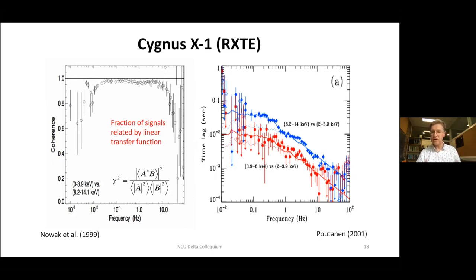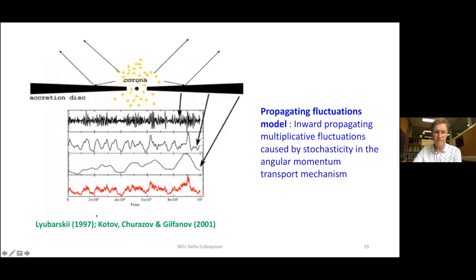So there's clearly a lot of structure in this variability that we have to understand. And it goes way beyond just having randomly added turbulent fluctuations that give us some Gaussian features. So there was a very important framework put together by Lyubarskii in 1997, and subsequently developed by others, called the propagating fluctuations model.